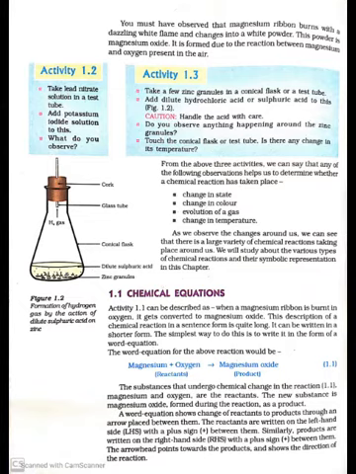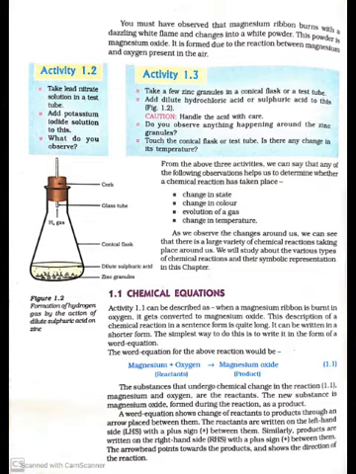Now activity 1.3. Take a few zinc granules in a conical flask or a test tube. Add dilute hydrochloric acid or sulfuric acid to this, as shown in figure 1.2. Caution. Handle the acid with care. Do you observe anything happening around the zinc granules? Touch the conical flask or test tube. Is there any change in its temperature?